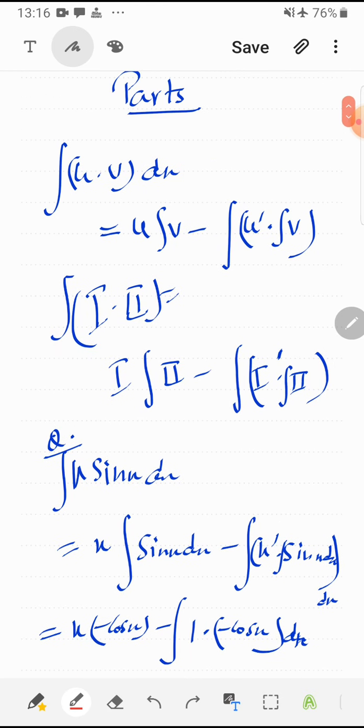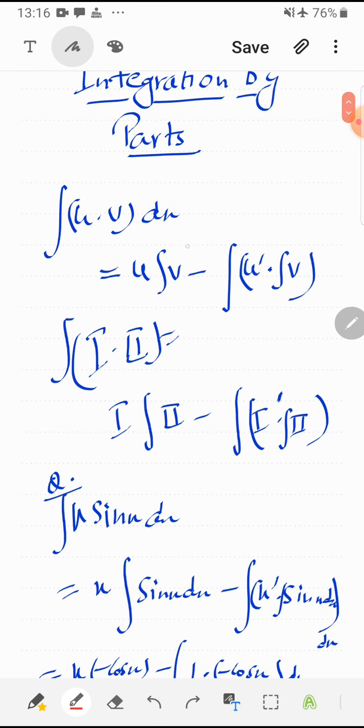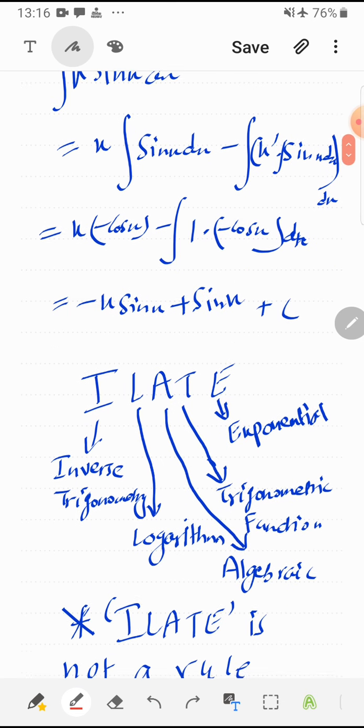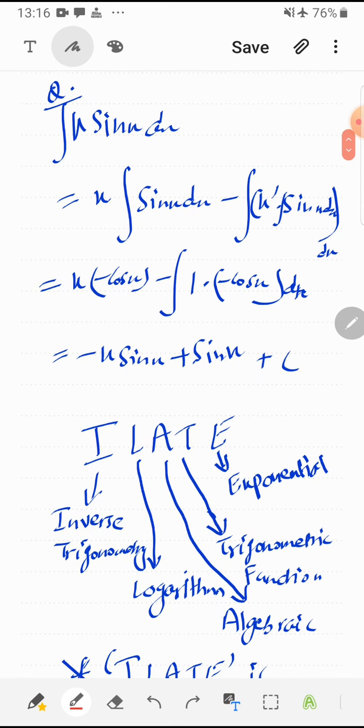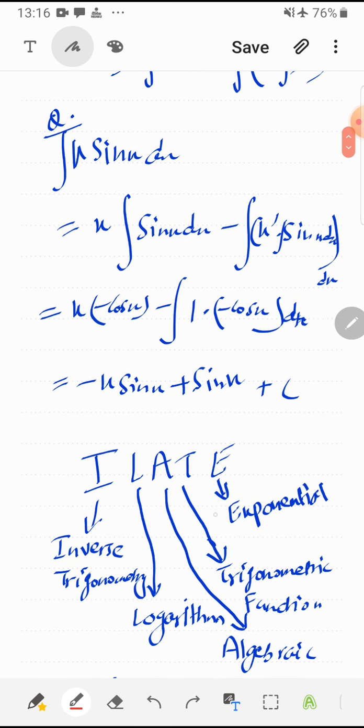Now we have seen that here the integral of v, or the second function, is done twice. So obviously we have to select the second function, or v, very carefully. For that purpose there is a guiding principle which is known as ILATE. I is inverse trigonometric function, L for logarithmic, A for algebraic, T for trigonometric, and E for exponential.